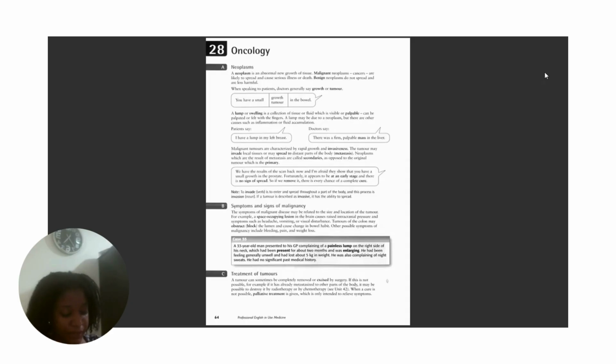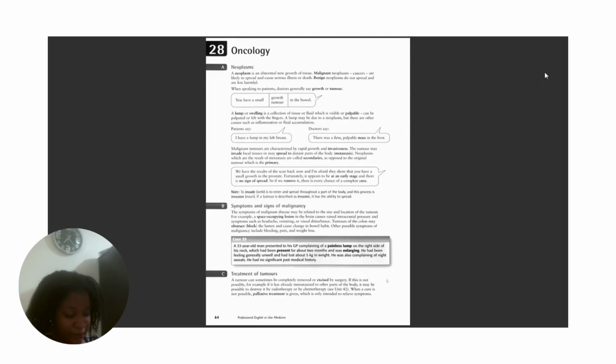B. Symptoms and signs of malignancy. The symptoms of malignant disease may be related to the size and location of the tumor. For example, a space-occupying lesion in the brain causes raised intracranial pressure, and symptoms such as headache, vomiting, or visual disturbance. Tumors of the colon may obstruct the lumen and cause change in bowel habit. Other possible symptoms of malignancy include bleeding, pain, and weight loss.